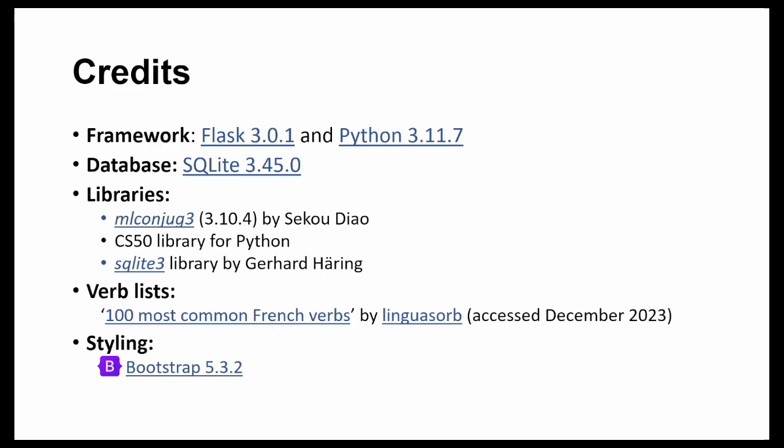conJugo uses the Flask web framework for Python, along with SQLite 3 for database management. The main functionalities of the app are taken from the conjug 3 library for Python, created by Sekou Diao. In addition, the CS50 library for Python and SQLite 3 library for Python were also used. Preloaded verb lists were taken from a list of the 100 most common French verbs published by linguasorb in 2023. CSS styling was created using Bootstrap version 5.3.2.